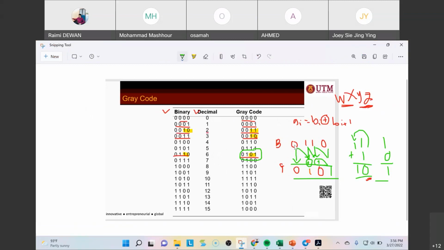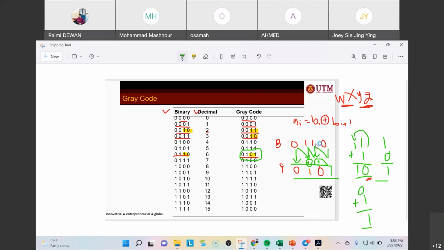You can see here, this is for the binary change to Gray code. The first digit, you just drop it down. And the next one is 0 plus 1. 0 plus 1 equals what? You get 1. So you put 1 here.